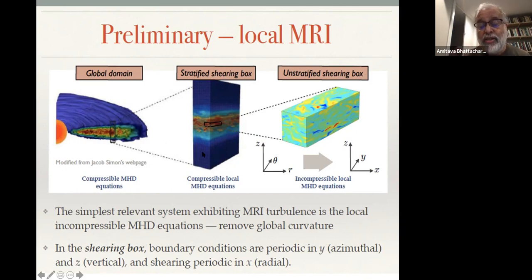So you can no longer say otherwise. The way they did it is that first they did a global domain, like I'm showing you. Here is your black hole, here is your accretion disk, and you translate that to a stratified shearing box. You take a box and blow it up and set up the right boundary conditions. And then you even go to the unstratified shearing box, where you have completely got rid of all gradients, and you're doing a really simple physics problem. So in the first step you got rid of curvature, and in the second step you got rid of stratification. Guess what we learned from these simulations?